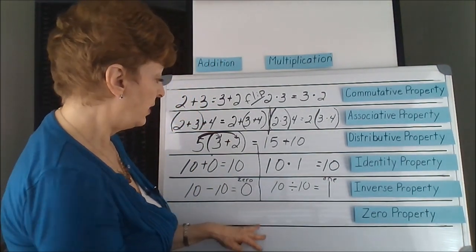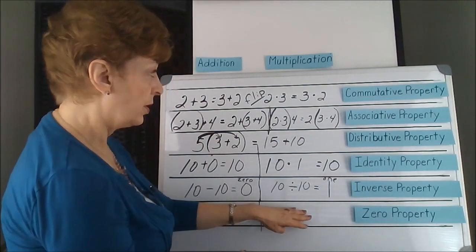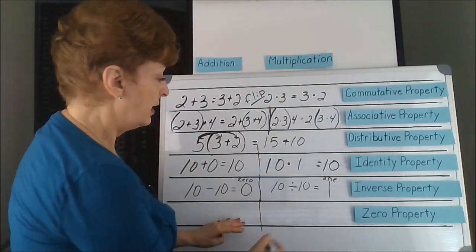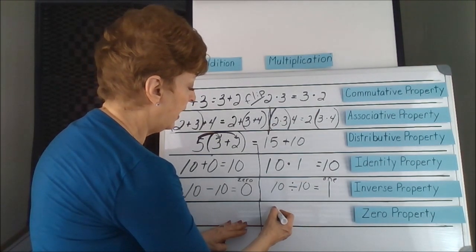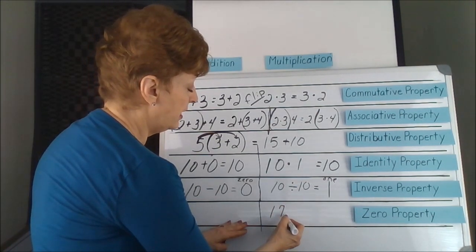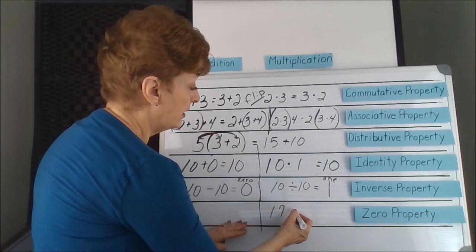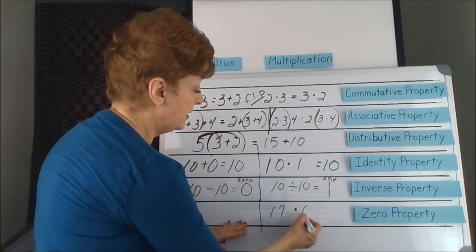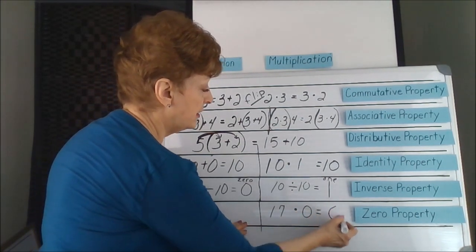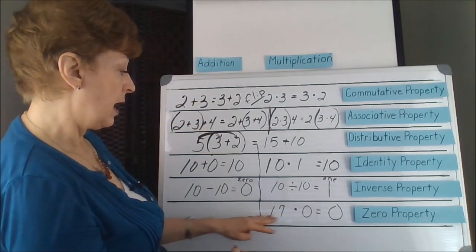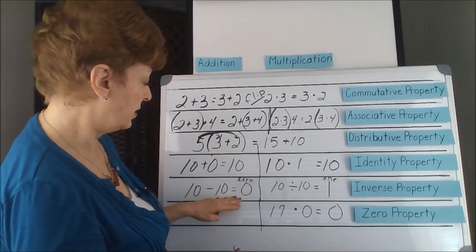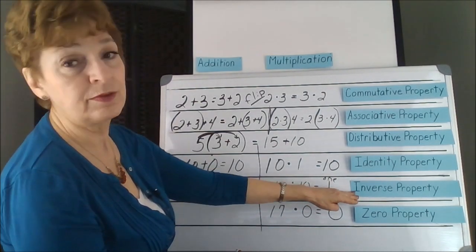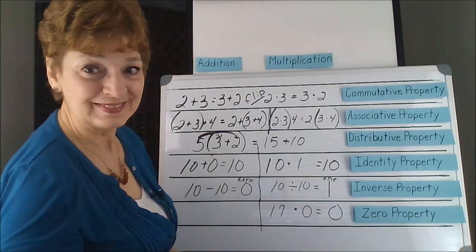The 0 property really only works for multiplication. To get 0 as an answer in multiplication, we're going to have to take our number 17, let's say, and multiply by 0 in order to get a 0 for an answer. We already learned that if we needed a 0 for addition, it would be the inverse property that we would use.